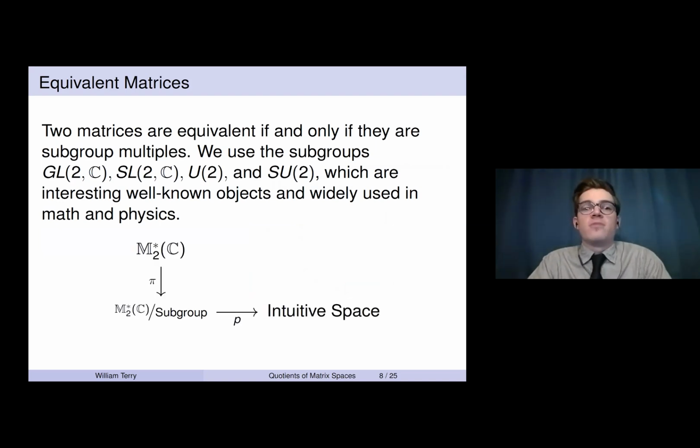This diagram forms a template of ones that we will see on the following slides. We start off with complex 2x2 matrix space. This pi map denotes the process of taking the quotient, which leads us to our quotient space in this fractional notation here. We then establish a topological equivalence through this p map to a more intuitive space that's easier to study and comprehend.